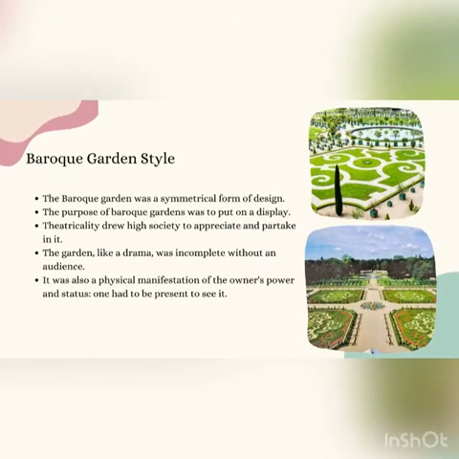And now we will talk about Baroque style garden. It's a historical classic landscape design and its main characteristics are symmetrical shapes, water canals, and centerpieces like a fountain or sculptures. It was like a drama completed with audience.